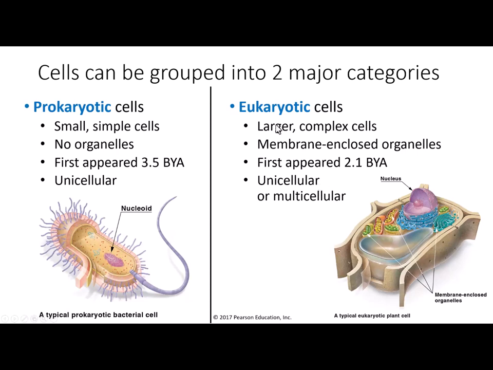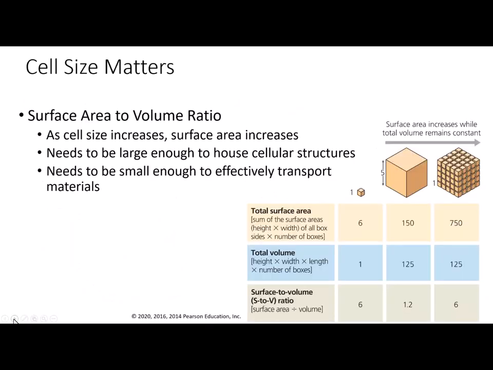Eukaryotic cells are larger, complex cells. They contain membrane-enclosed organelles. They first appeared about 2.1 billion years ago. And eukaryotic organisms can be unicellular or multicellular. Cell size does matter because the cell membrane monitors what goes in and out of the cell, and helps to regulate homeostasis in the cell.